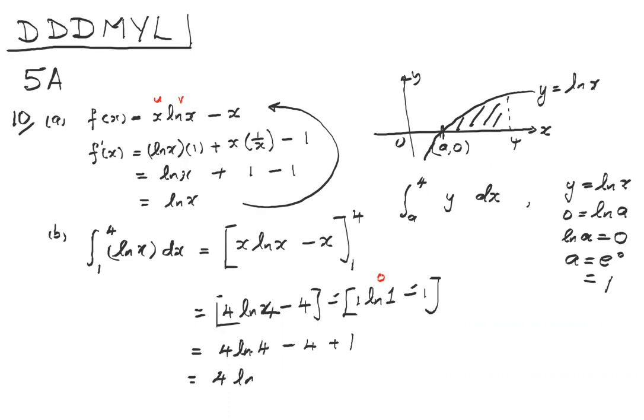So the answer is 4 ln 4 minus 3. Okay, so you get this. So this is question 10. They give you part A first. Now, just how I mentioned, can I move? Okay.